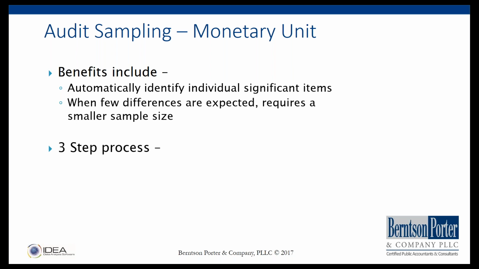And you can see kind of the growth. So random sampling, 1 step, stratified, 2 steps in IDEA. Monetary unit kind of brings that planning aspect and determination of individually significant items into the IDEA and kind of adds it as the first of 3 steps. So the first step in IDEA is to plan the monetary unit sampling, and then you can estimate your sample size, and then IDEA will extract that and actually generate a sample for you.